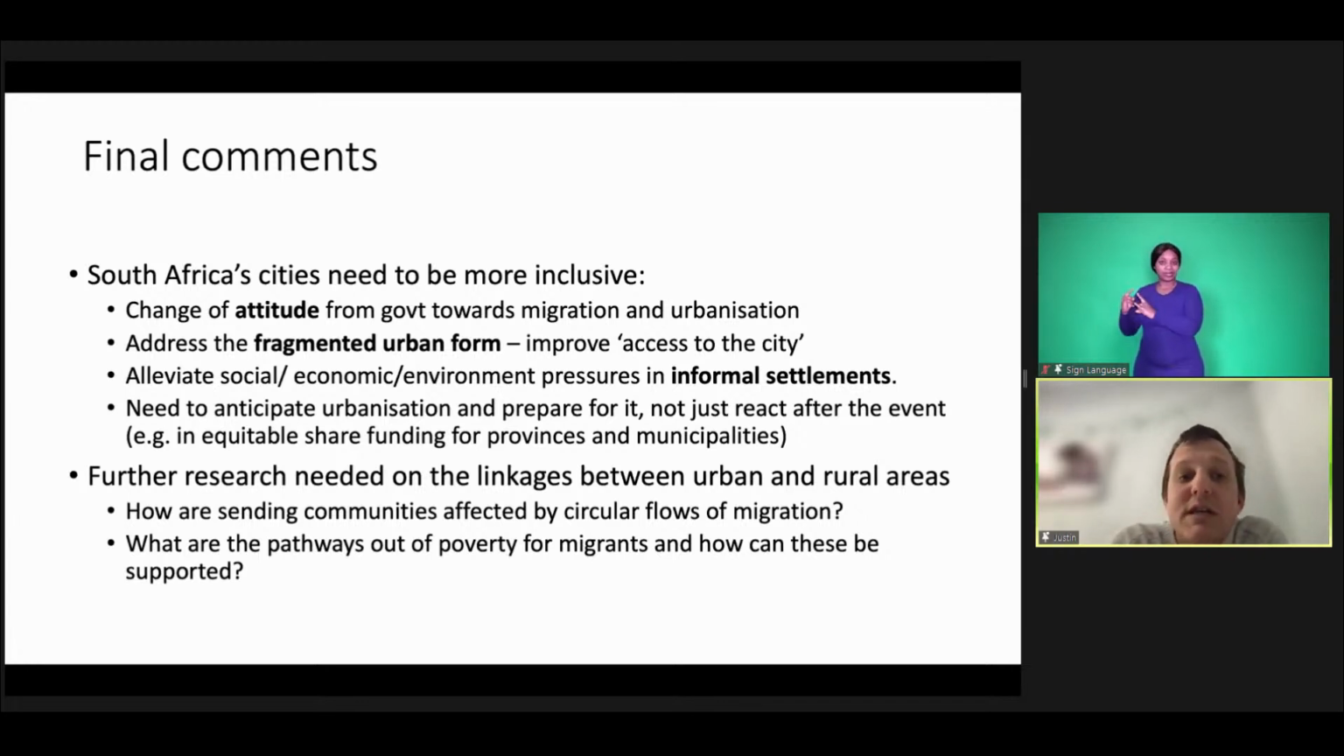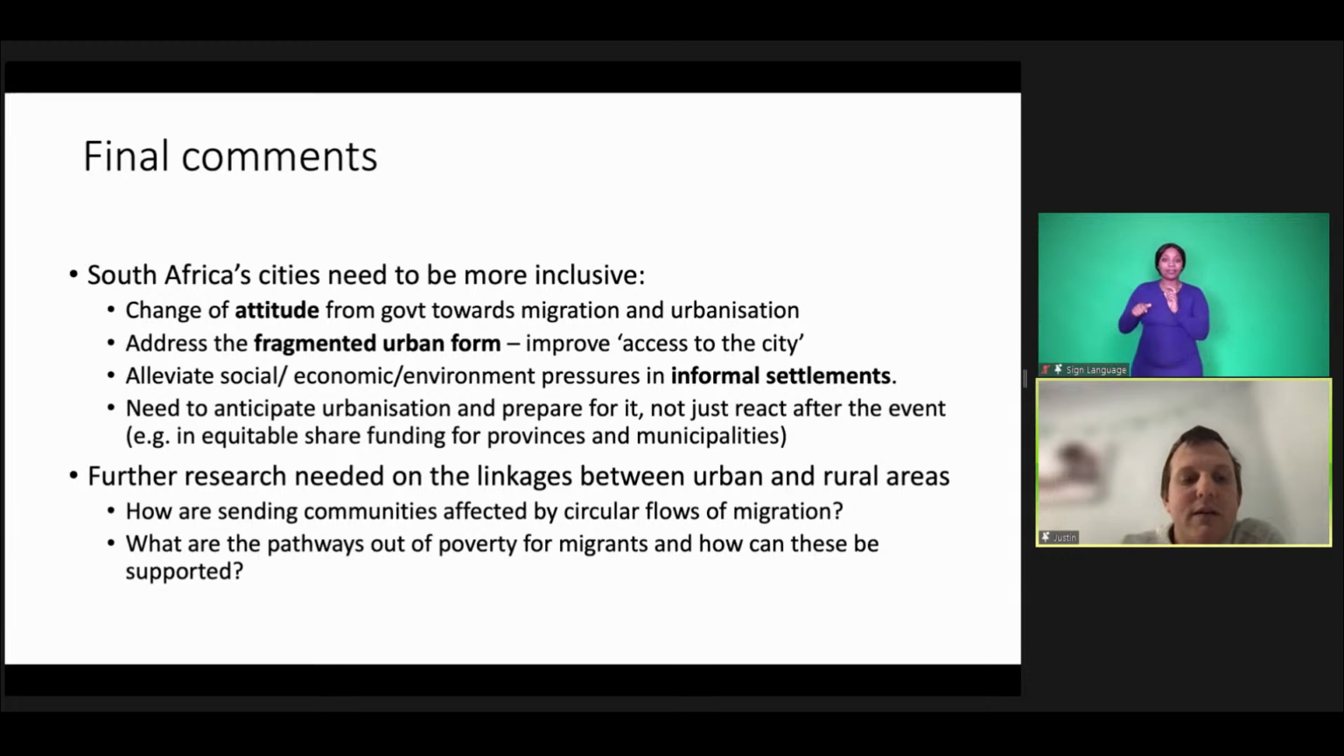It also means addressing the fragmented urban form. In other words, people are moving to cities, but it's important to think about where they end up moving into, and informal settlements are a key place for intervention. And also to say that government and cities would be far better off anticipating urbanization and preparing for it, not trying to react to it after the event, which becomes far more costly to address.